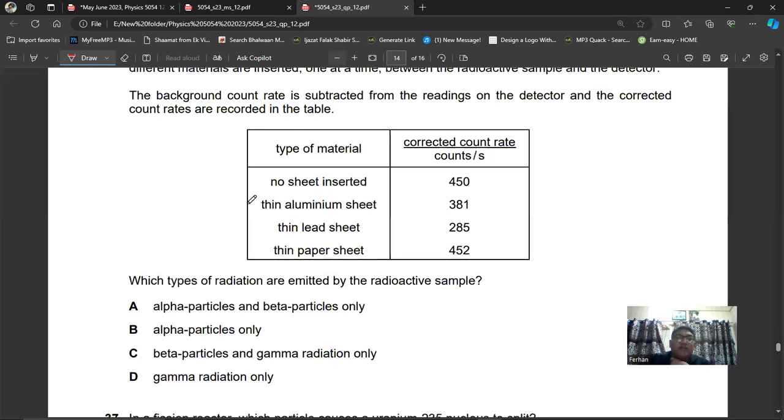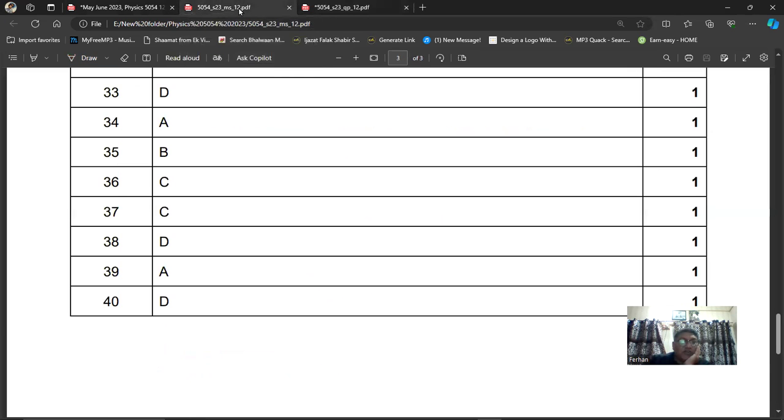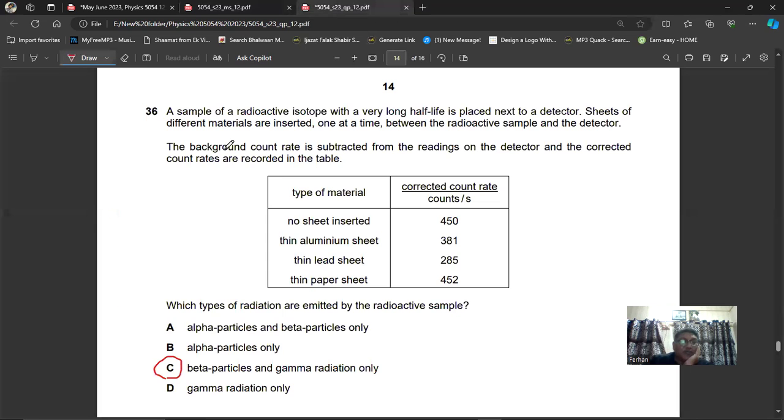So let me reduce the size so you can see the whole question. So I think C is the choice. Beta particles and gamma radiation only, yeah. So C looks the right option to me. Question number 36, C is the right option.